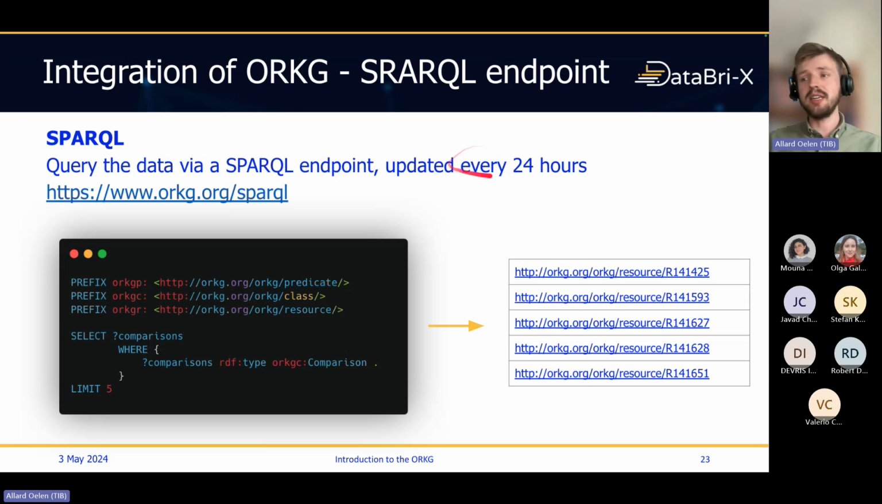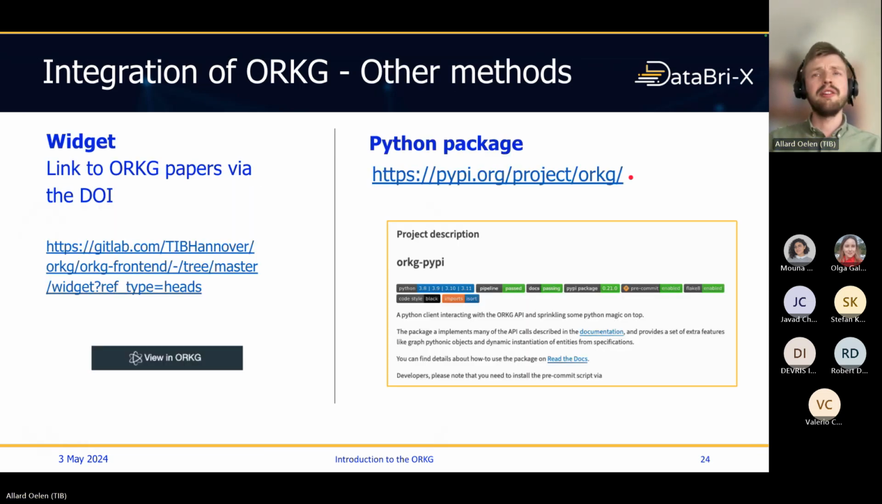The endpoint is updated every 24 hours because we're currently using a Neo4j knowledge graph. So we are exporting this every 24 hours to make sure that people can access the data in the method they like. Finally, we also have an ORKG widget.